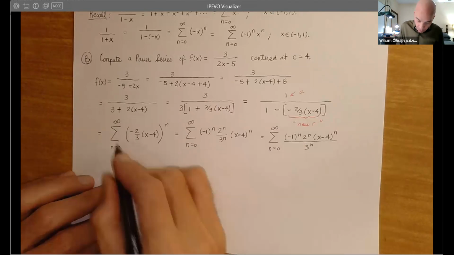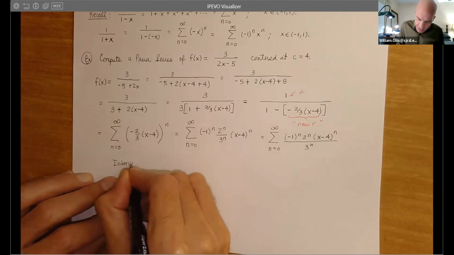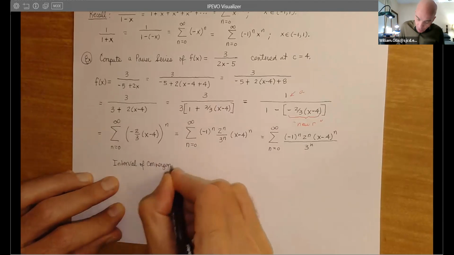So what about interval of convergence? Sometimes, ladies and gentlemen, the interval of convergence is difficult. It really just depends what the building blocks are.